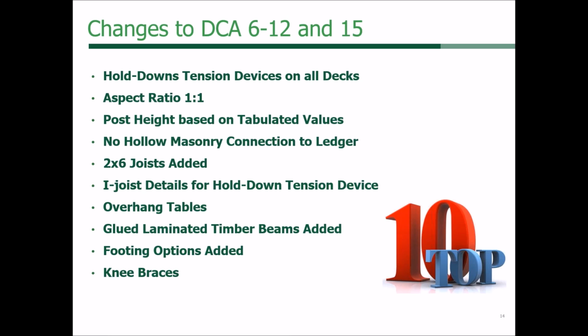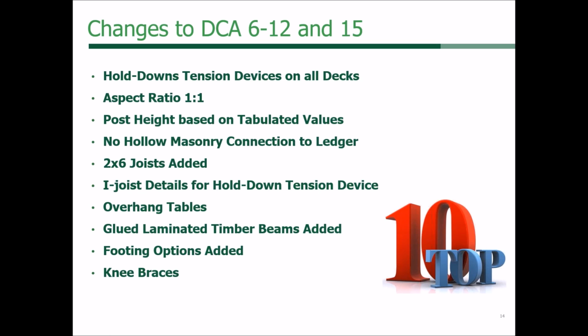Aspect ratio, that's just how far the deck projects away from the house versus its length or width. And another one, that post heights are based on tabulated values. In other words, how long your beams and joists are versus just saying any 6x6 can handle all situations. 2x6 joists were added for small decks, so that if you have a small deck that's like a landing or something along those lines, you don't necessarily need to use a 2x8, you can use a 2x6. We added some I-joist details for that hold down tension device.